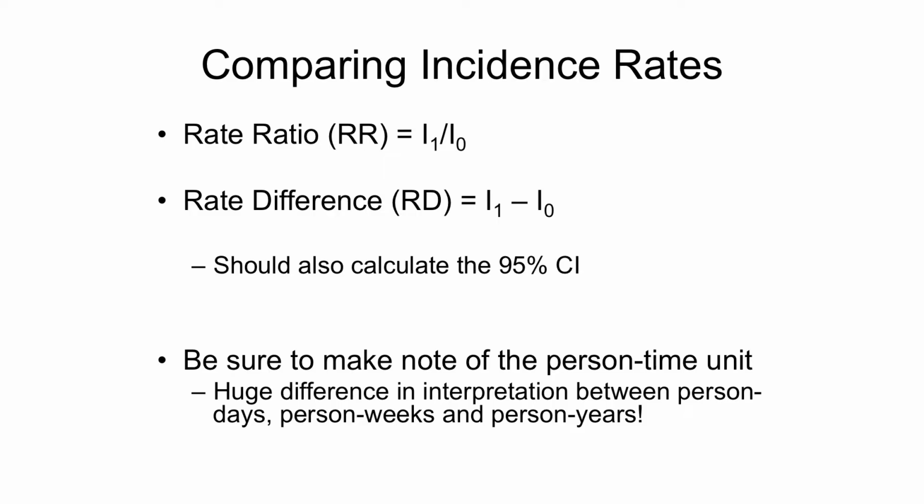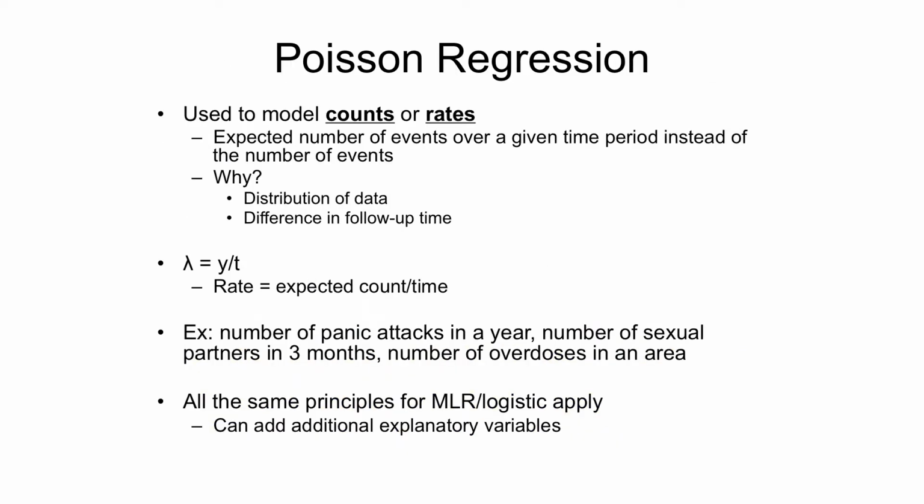Whenever you report these measures, you should also calculate and report the 95% confidence interval. Also, make sure to know the units of measurement for person time. So is this person days, weeks, months, or years? There's a huge difference in interpretations depending on your unit of person time, so it's critical that this is reported correctly. We use Poisson regression instead of linear regression to model counts or rates.